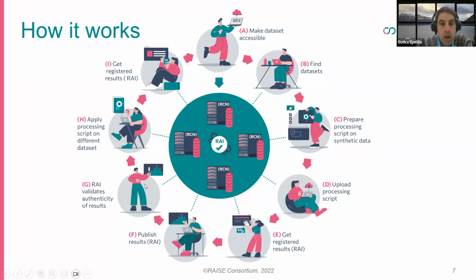So then we enable services to validate the authenticity of these results against our system for the researchers that have identified this experiment RAI ID in the literature, or that has been directly shared by whoever made this experiment. And then this researcher or new researchers can apply scripts on a different dataset or identify a similar dataset and prepare scripts. And again, the cycle would be to perform new experiments, to register, and so on and so forth.